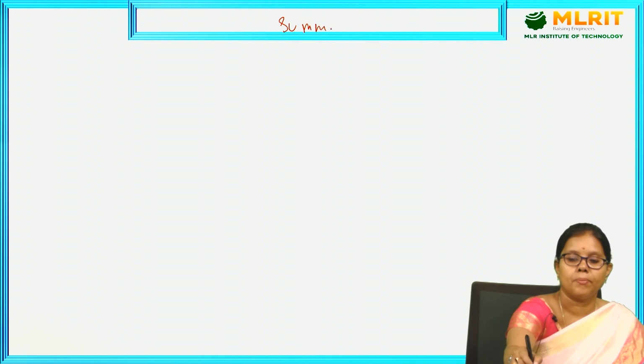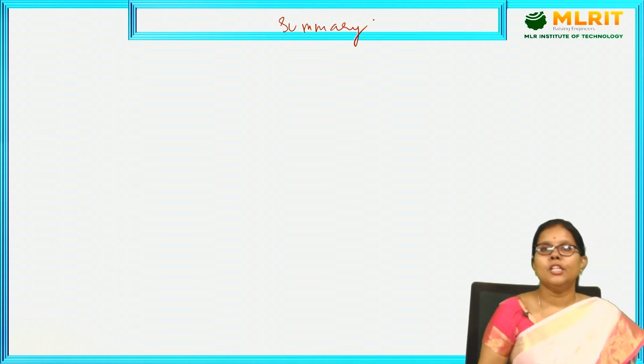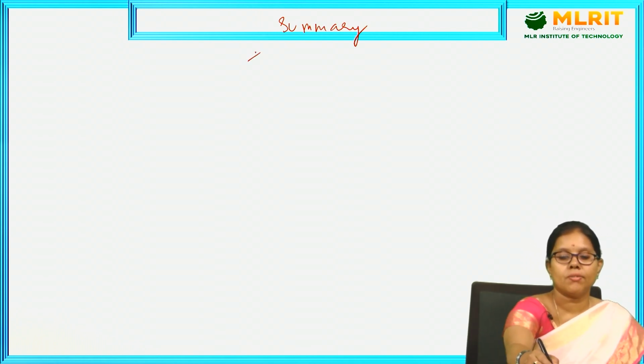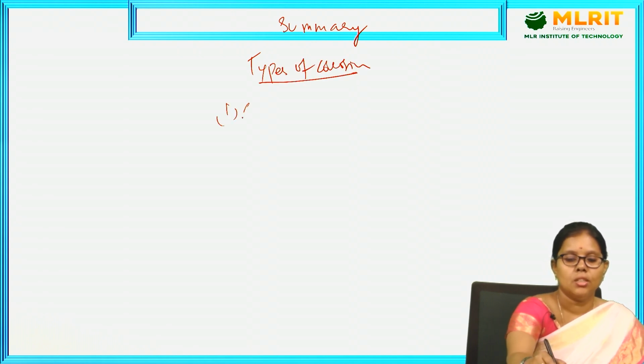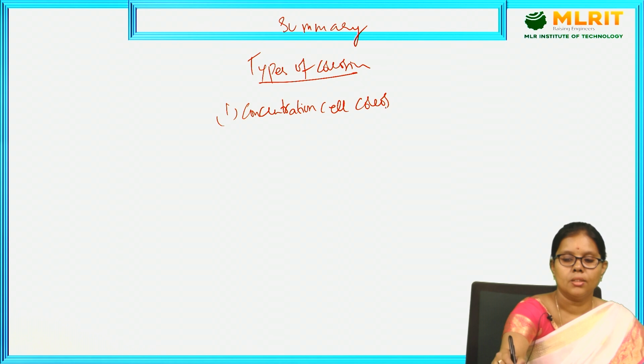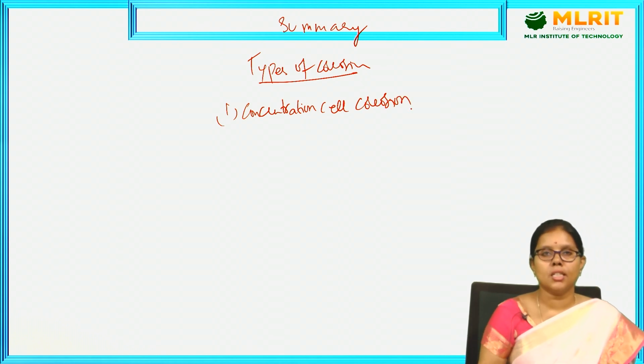Summary. In today's class, we have seen the types of corrosion. One is concentration cell corrosion. In concentration cell corrosion, we have seen differential aeration corrosion, where the region with less oxygen acts as anode and the region with more oxygen acts as cathode. The anodic part easily gets corroded.